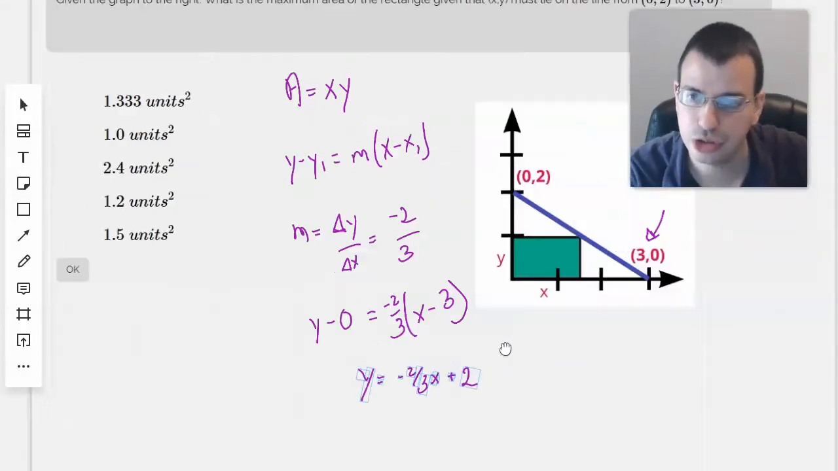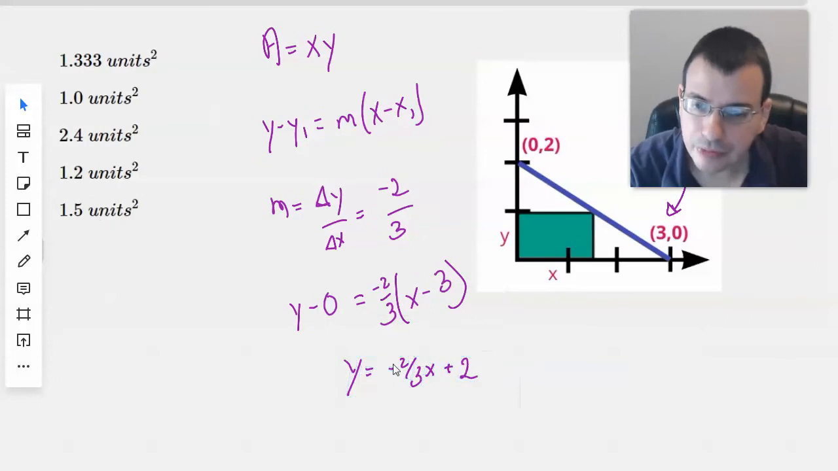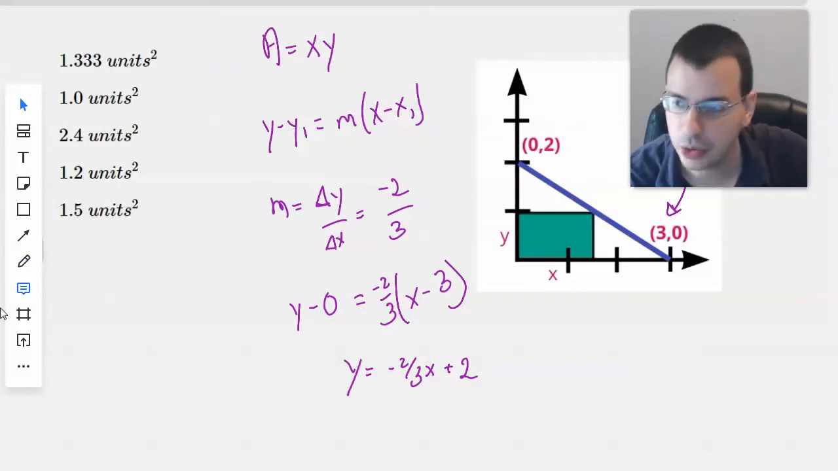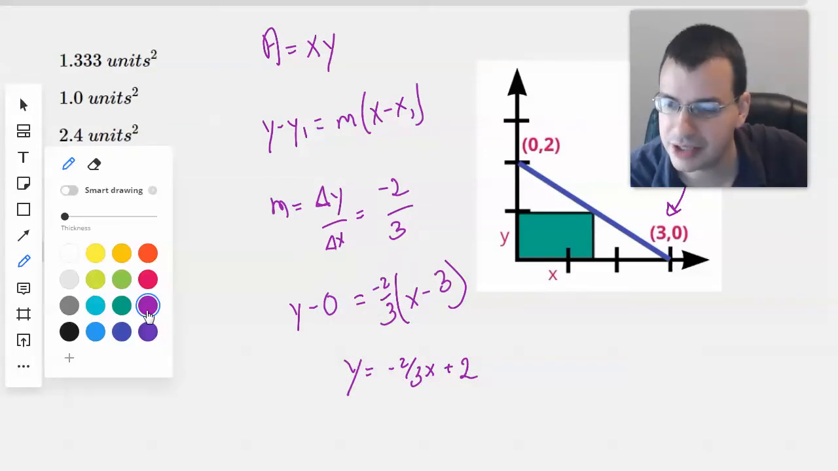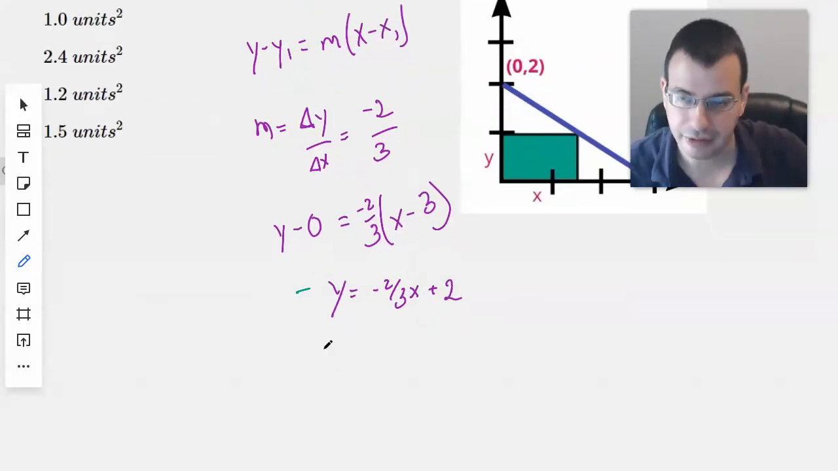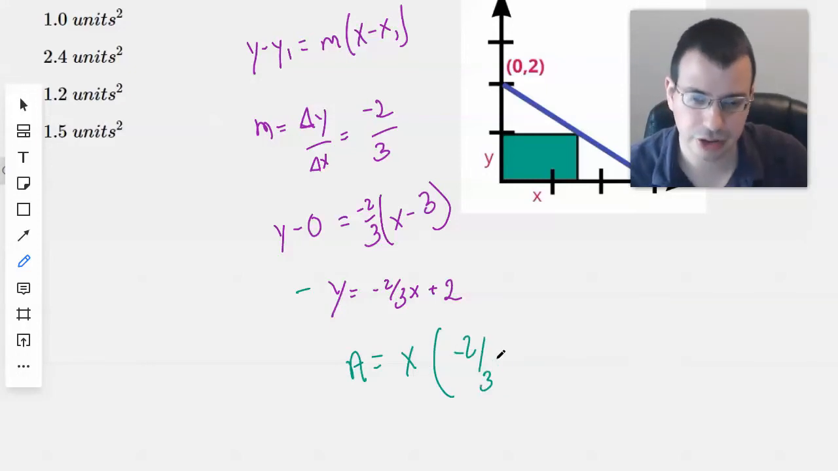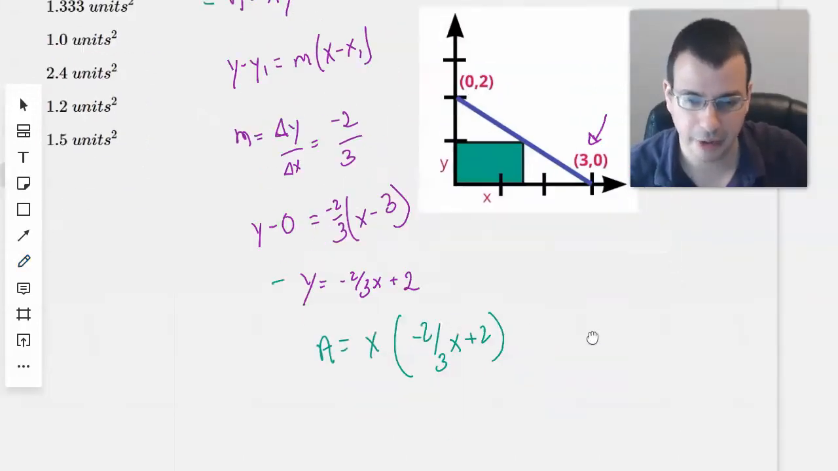And so now we can plug this into this equation up here and then optimize everything in terms of x. So we use this equation and that equation. So we have A equals x times (negative 2/3 x plus 2), because we see this, A equals xy.